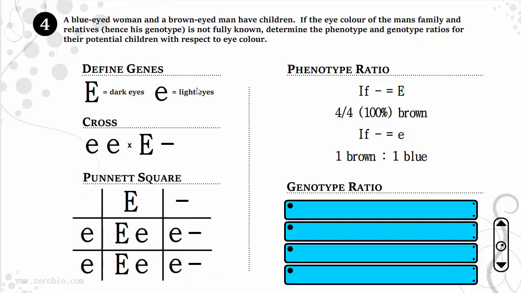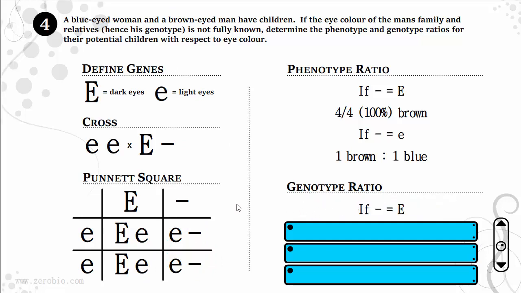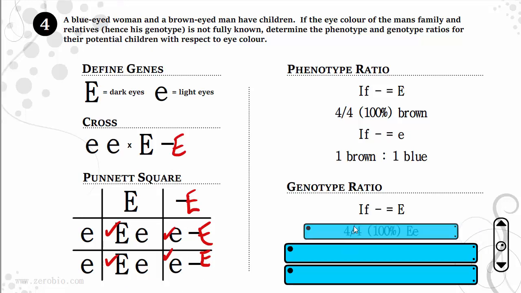We do the same thing when we look at the genotype ratio. We have to say, if the dash is the dominant gene, the big E, all right, then we're going to look at the actual letters. So if this is a big E, and this is a big E, and this one, what are we going to have? Well, if that's a big E, then in the genotype, all of these end up being the same. So this is 4/4 big E, little e. All right, we get 4/4 or 100% big E, little e.